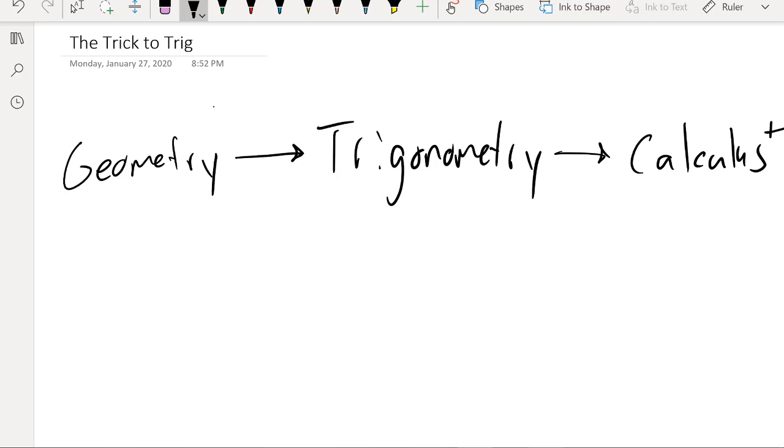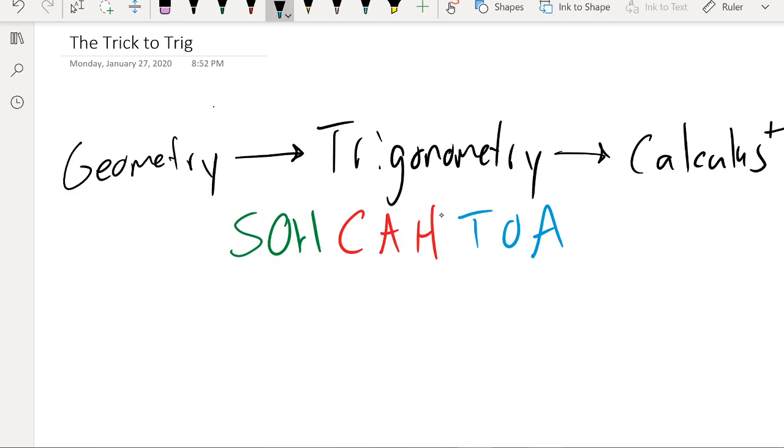Okay, so let's talk about the elephant in the room first. And its name is SOHCAHTOA. All right, which of course stands for some old horse caught another horse taking oats away, because obviously that's what that stands for.